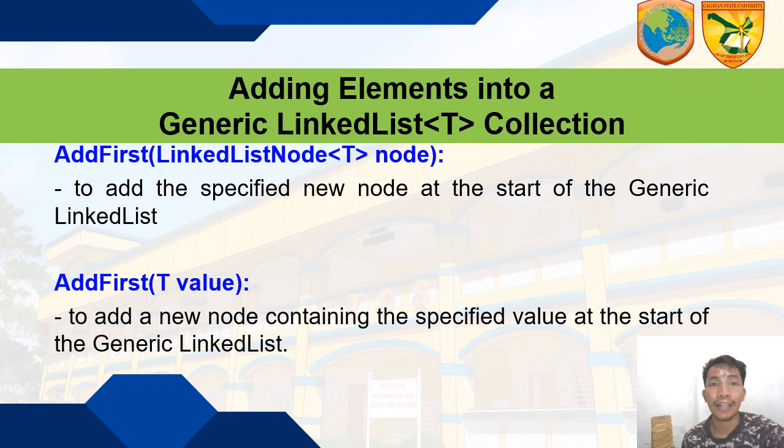Fifth would be AddFirst. This method naman is used to add a new node at the very beginning, at the start of the generic linked list. And the AddFirst T value is a method used to add a new node at the start of the linked list.